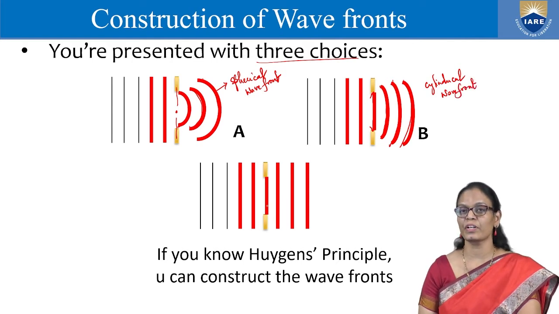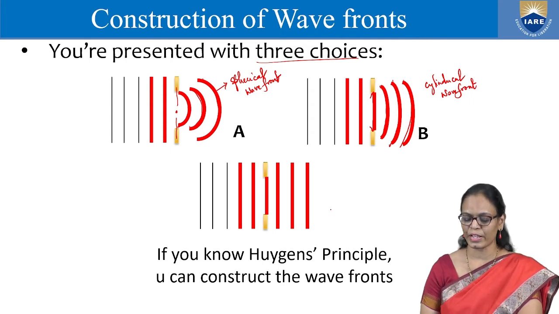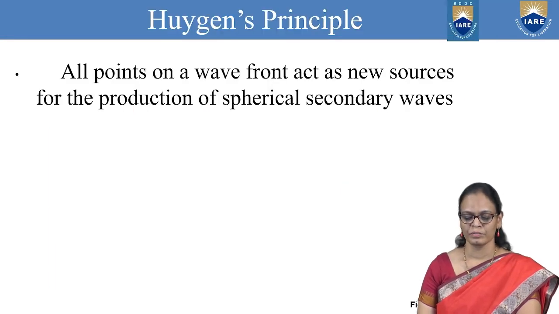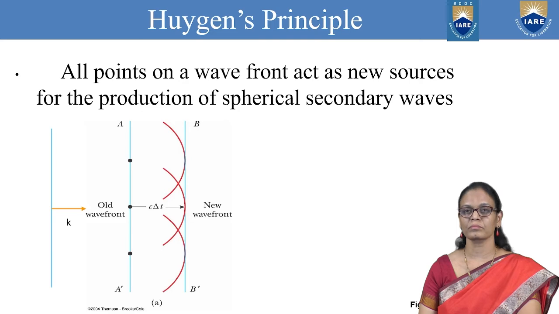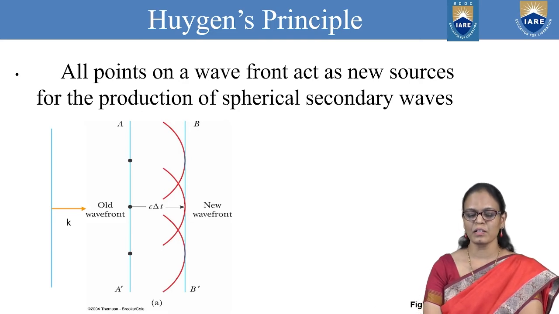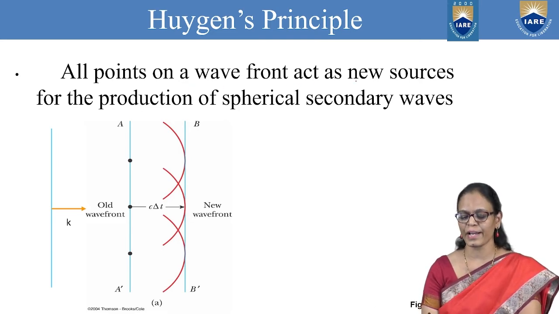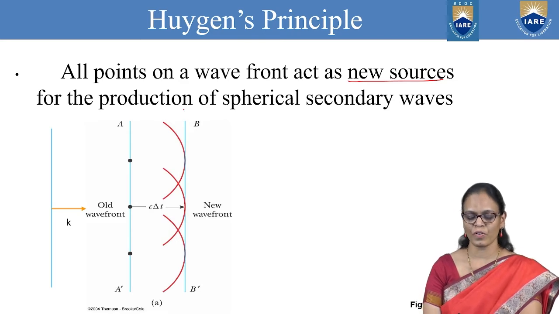And now the third one we have seen is if the disturbance is a plane wave, then we'll get a plane wavefront. This is a plane wavefront. Now we are going to see all points on the wavefront act as new sources for the production of spherical secondary waves. So we have taken a wavefront. We have taken points on the wavefront.